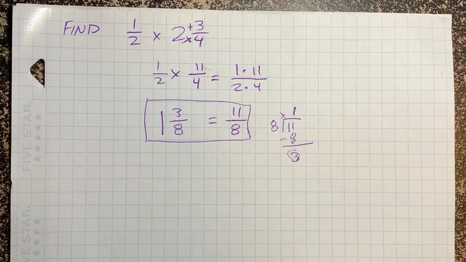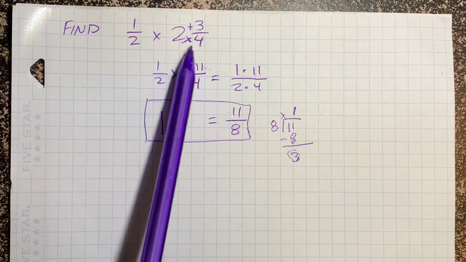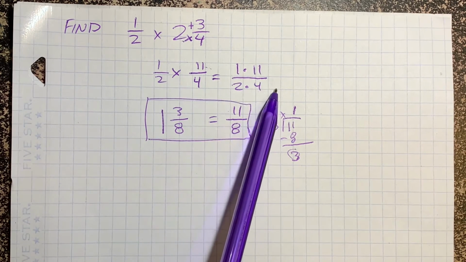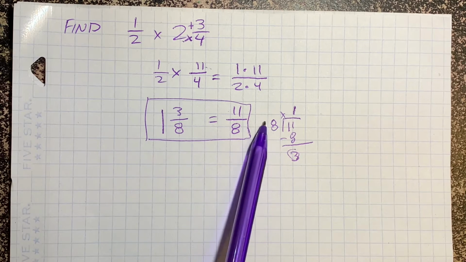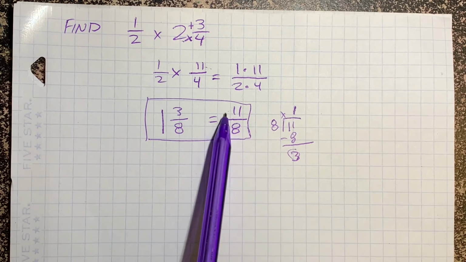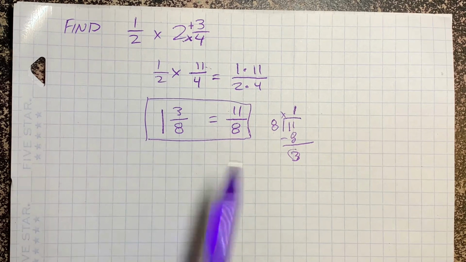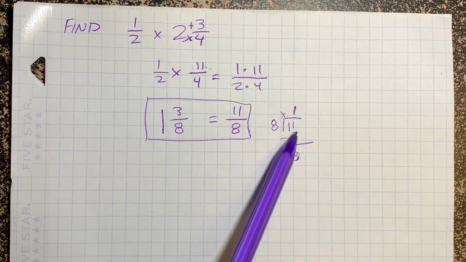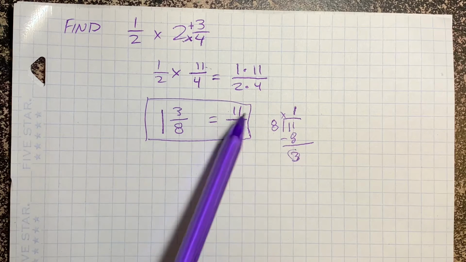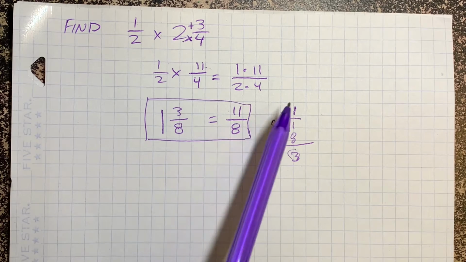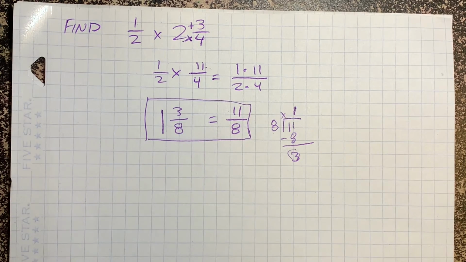So again, when you multiply fractions times a mixed number, convert that mixed number into an improper fraction, then multiply your numerators, multiply your denominators. If you get an improper fraction, simply divide, where your denominator is going to be your divisor and your numerator your dividend. 8 can go in 11 once. 8 times 1 is 8. 11 take away 8 is 3. So your remainder is your numerator, your divisor is your denominator, and your whole number is going to be 1.